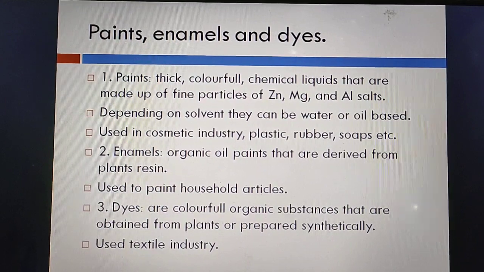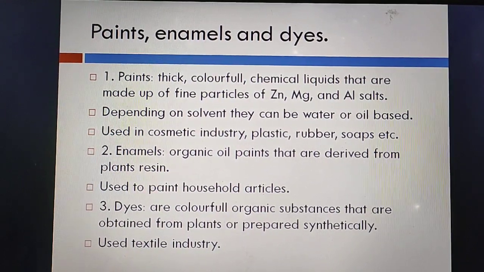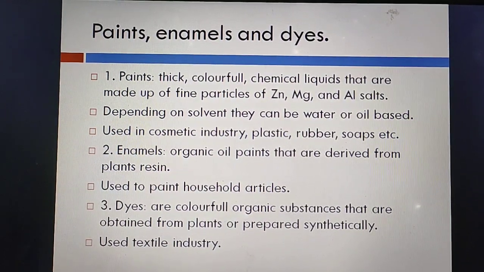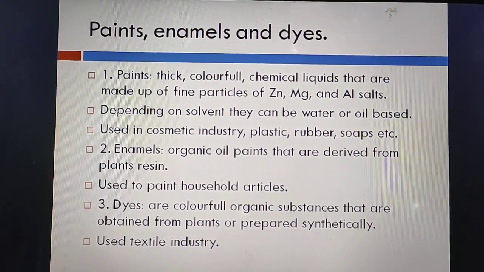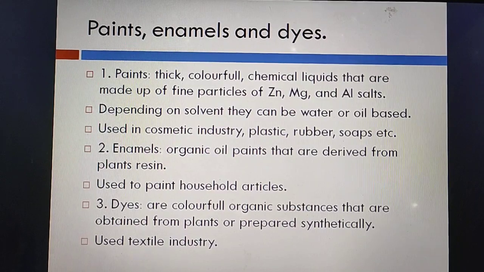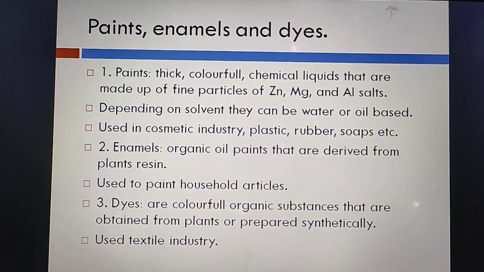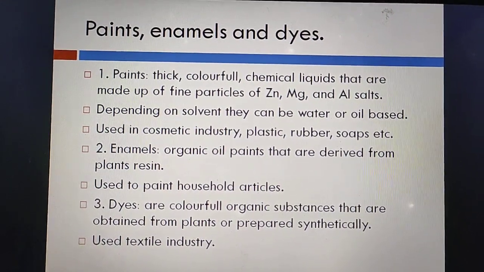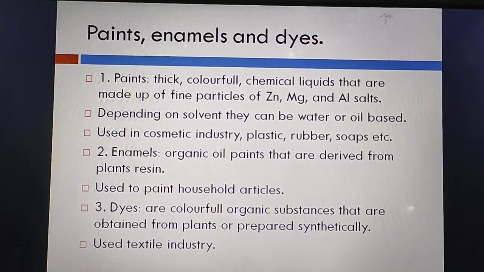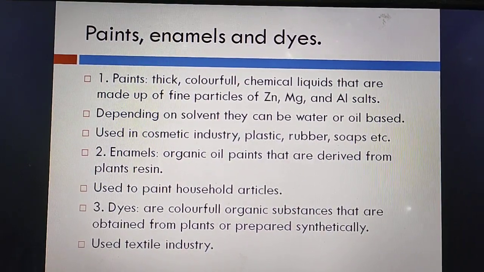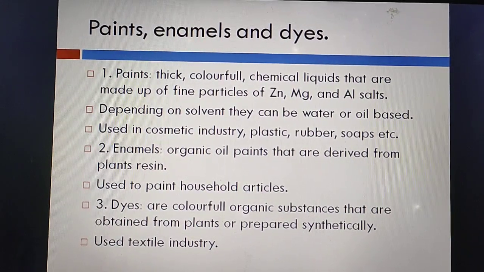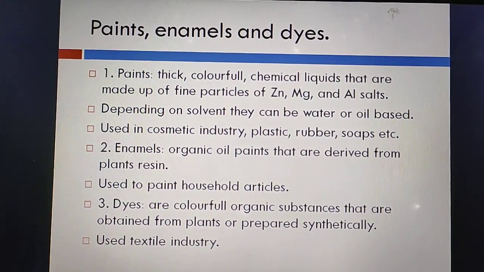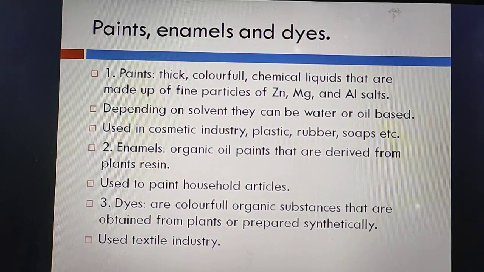Paints are thick, colorful chemical liquids that are made up of fine particles of zinc, magnesium and aluminium salts, means all these salts are present in them. Depending on the solvent, they can be water or oil based. So in paints also you will get two types of paints, water based or oil based. Generally they are used in cosmetic industries, plastic, rubber, soaps, etc.